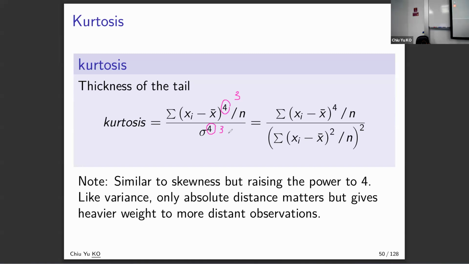Probably you would ask, okay, skewness, I compare to 0, right? And that's left and right, positive or negative, right? And what is the benchmark for kurtosis? How big is big, how small is small, okay? It turns out to be very simple. We compare this number to 3, okay?